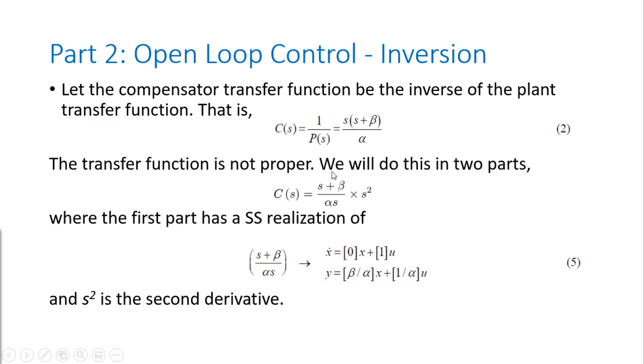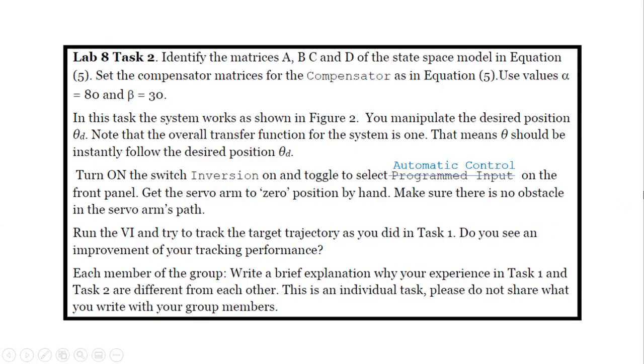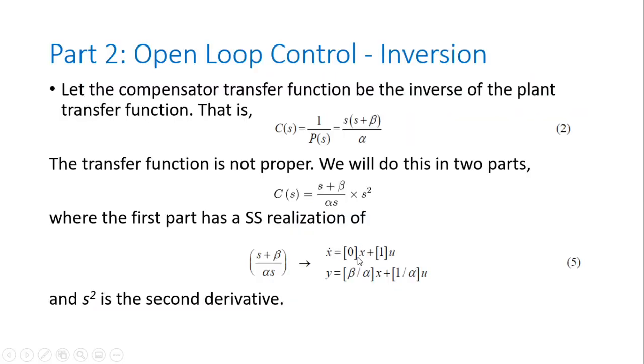We're gonna do this first, (s plus beta) divided by (alpha times s), with the state space representation. And after that, what we're gonna do is multiply by s squared. So what does that mean in time domain? Multiply by s squared means you differentiate it twice. In the task, it says alpha is 80 and beta is 30. We need that value so that we can put it in A.